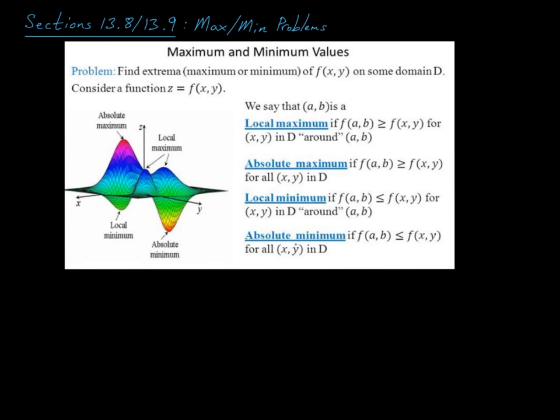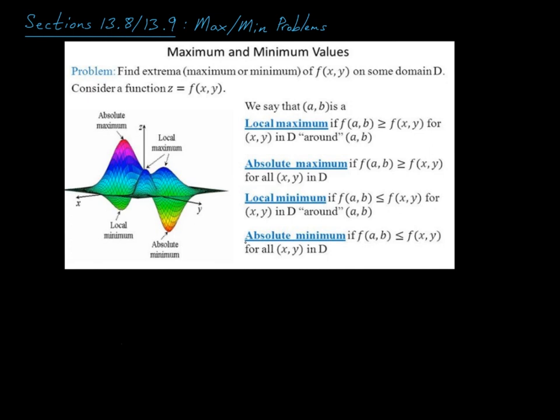Now for local mins and absolute mins, same idea, except now we are minimizing the output values. So if f(a, b) is less than or equal to f(x, y) for (x, y) around (a, b), then we have a local min. For absolute mins, if f(a, b) is less than or equal to f(x, y) for all (x, y) across the entire domain D. So here we have our absolute min where the z coordinate is as small as possible. And then at this point, as long as we stay local, that is the location where the z coordinate is as small as possible.